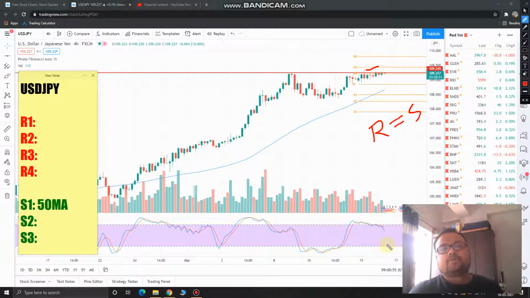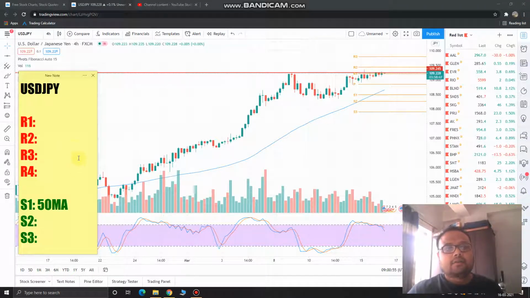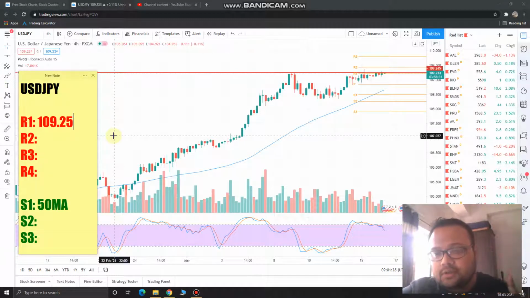So these are the two strategies that you can follow for the market. The first strategy is the 50 MA, and the second strategy is to buy above the 109.25 resistance level. Hopefully you've understood the logic.